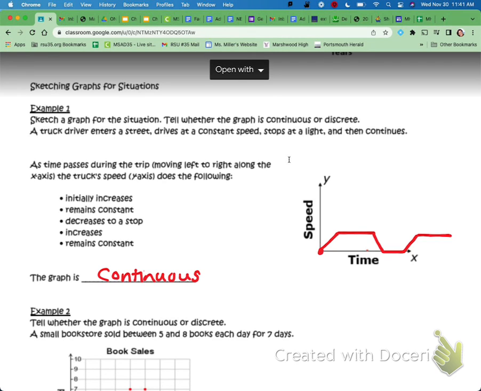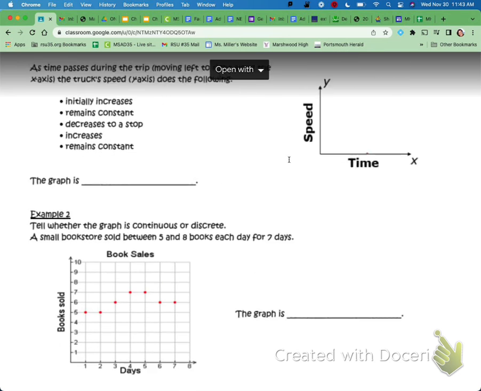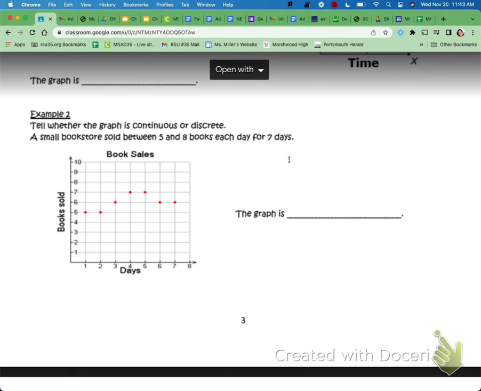All right, example 2. Let's see if we can tell the story here. A small bookstore sold between 5 and 8 books on each day for 7 days. Oh, so here they already gave us the graph. That was nice. So on day 1, they sold 5 books. On day 2, they sold 5 books. Day 3, they sold 6. Day 4, they sold 7. Day 5, they sold 7. Day 6, they sold 6. Day 7, they sold 7. So is that continuous or discrete? Discrete. Good.